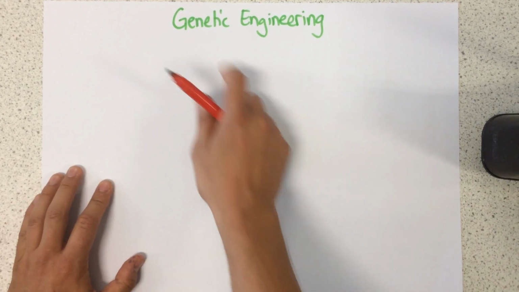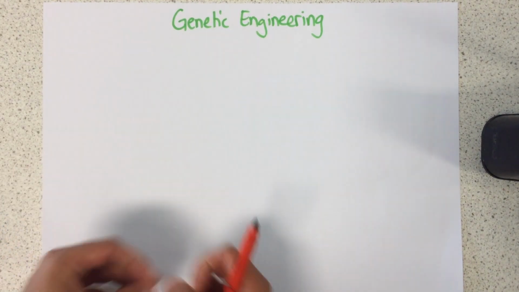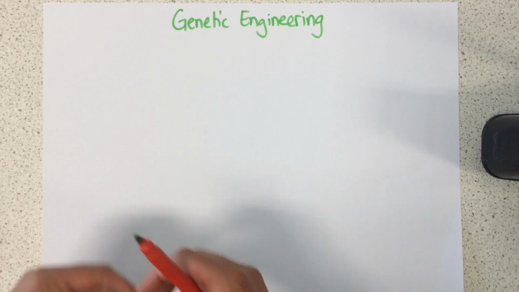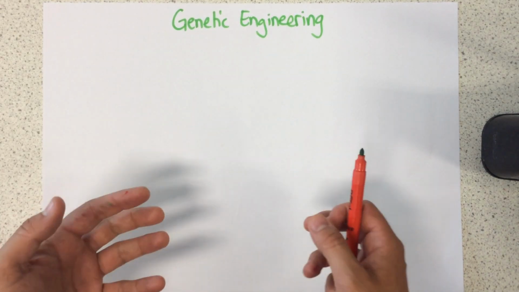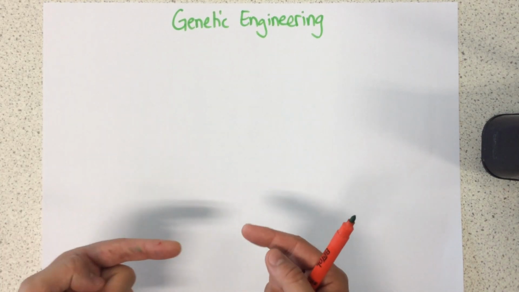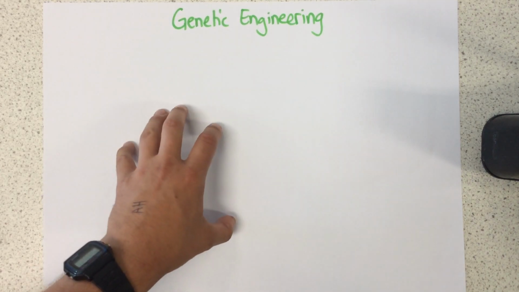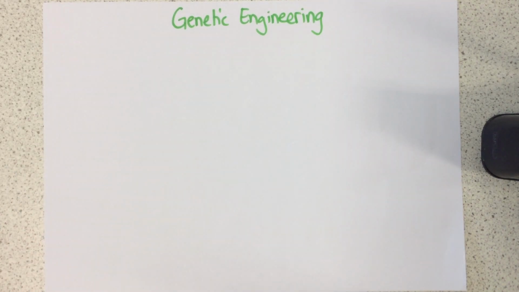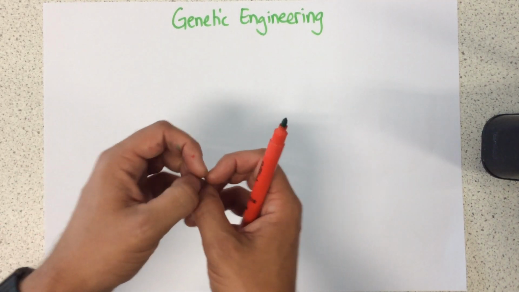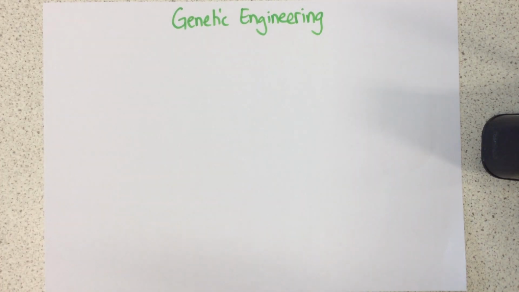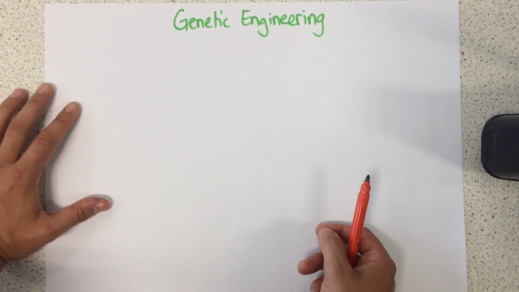Okay, today I'm going to talk to you about genetic engineering. So genetic engineering is all about modifying an organism's genome to introduce desirable characteristics. The example we're going to look at today is being able to produce bacteria that can make insulin. And insulin is used for people with diabetes.